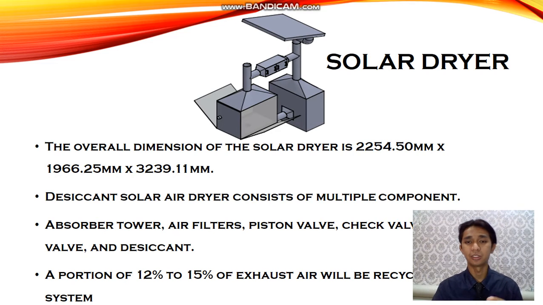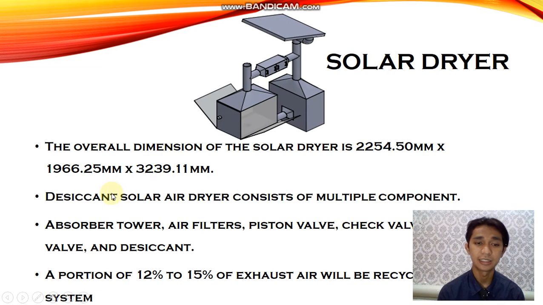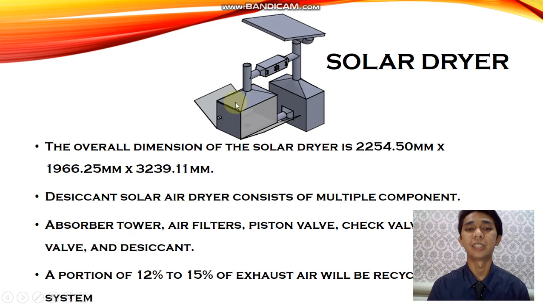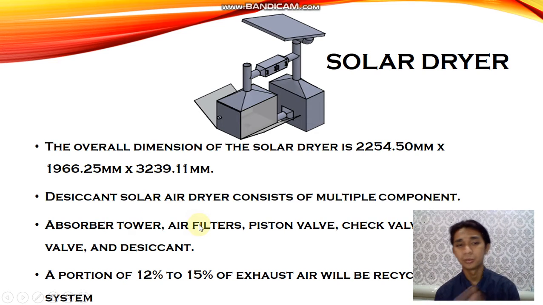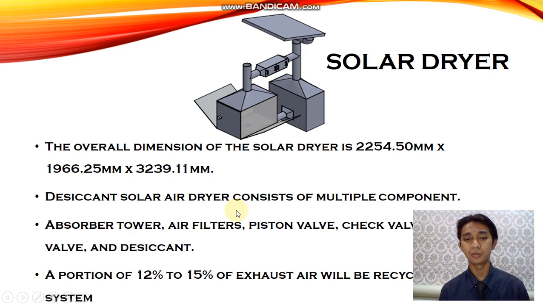So this is the solar dryer. The overall dimension has been stated in the previous slide. The desiccant solar air dryer consists of multiple components, which are solar collector, desiccant bed, exhaust air, drying chamber, also absorber tower, and all the filter, piston and valve used in the solar dryer. And then only a portion of 12% to 15% of exhaust air will be recirculated back in.